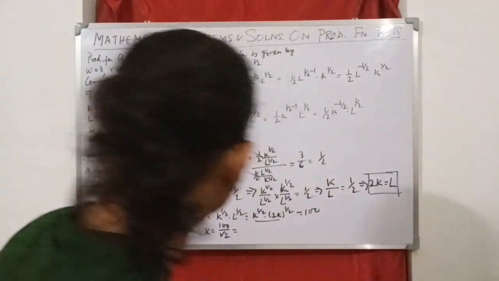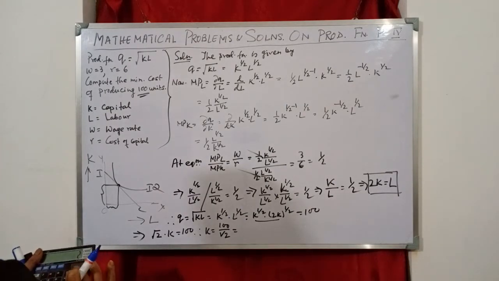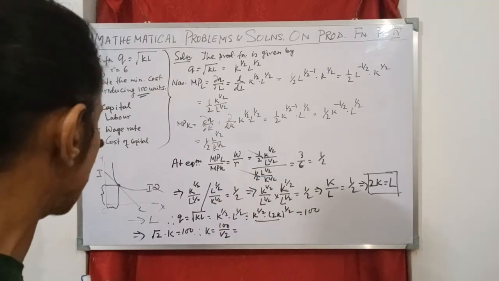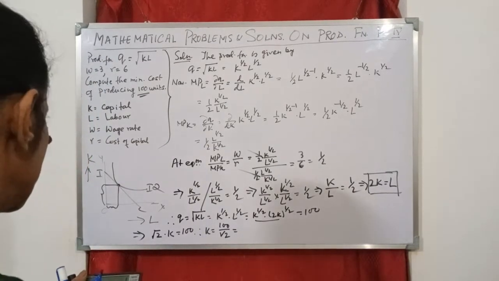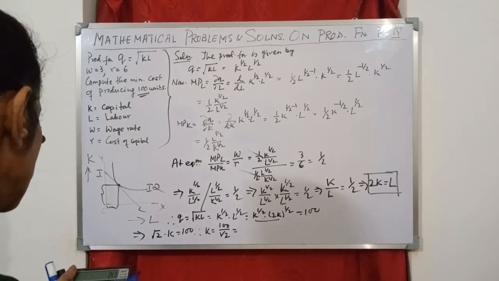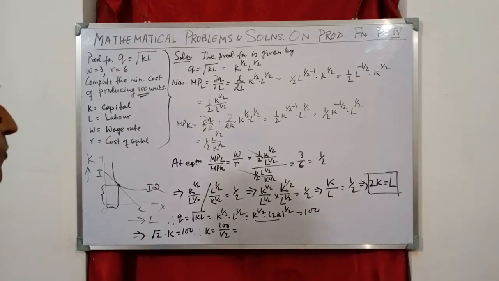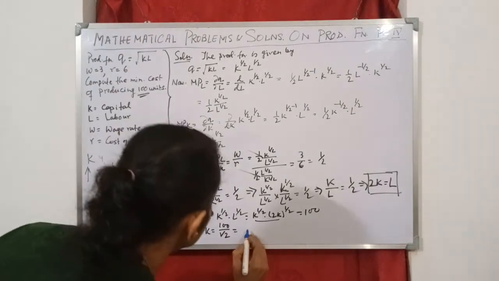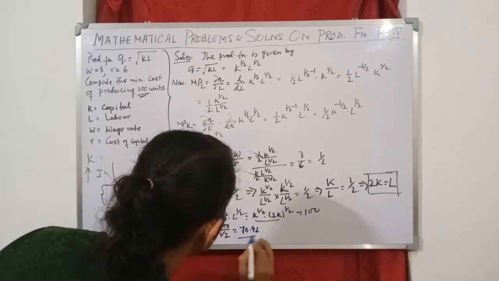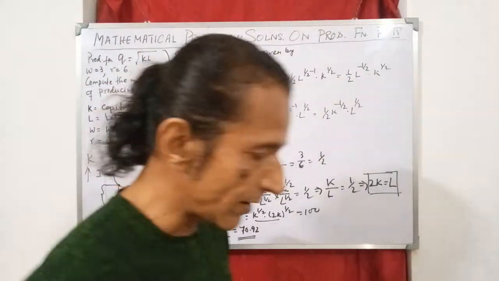Let me use the calculator. What is the value of root 2? It's 1.41. So we divide 100 by 1.41, that gives us 70.92. So this is the value of K. So K is 70.92.